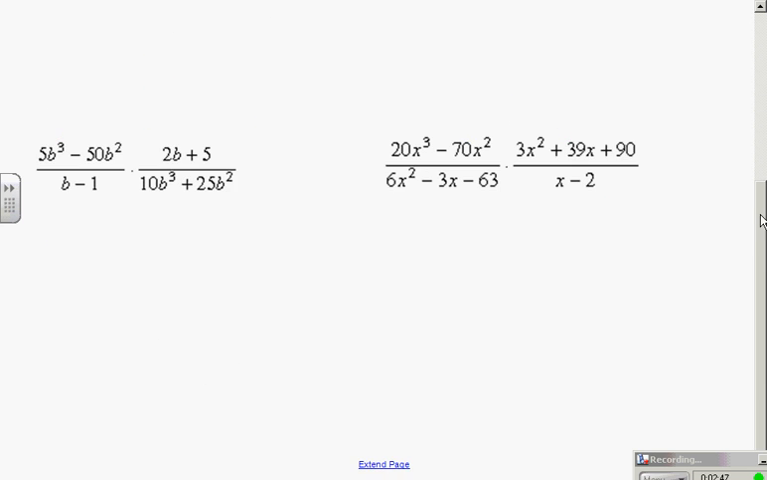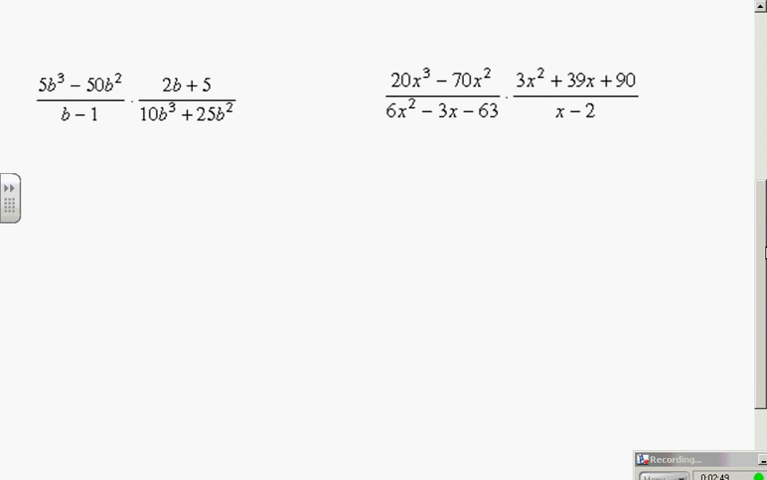Now those are some pretty straightforward examples, but what happens when we need to start factoring a little bit to make our answers work out? So first thing we always look for is greatest common factor. So between 5b cubed minus 50b squared, my greatest common factor is 5b squared. When I divide that out, I'm left with b minus 10. 2b minus 5 can't be factored. b minus 1 can't be factored, but 10b cubed plus 25b squared does have a greatest common factor of 5b squared. When I take that out, I have 2b plus 5.